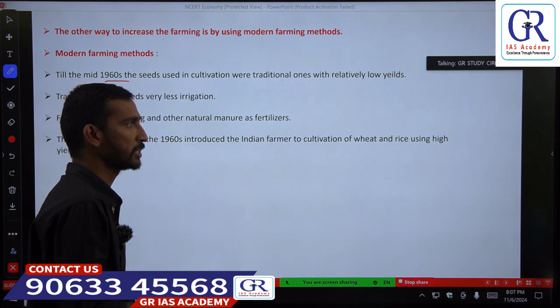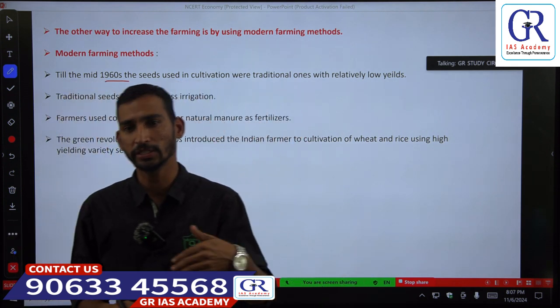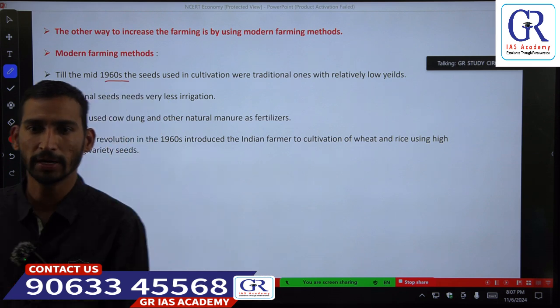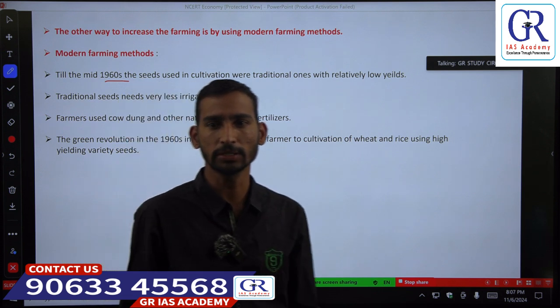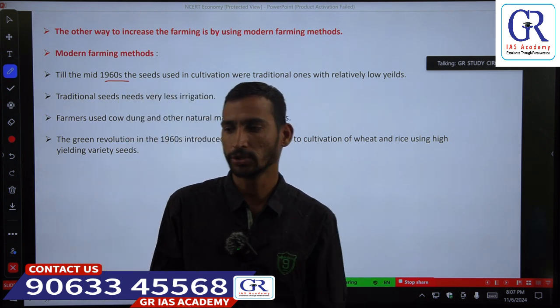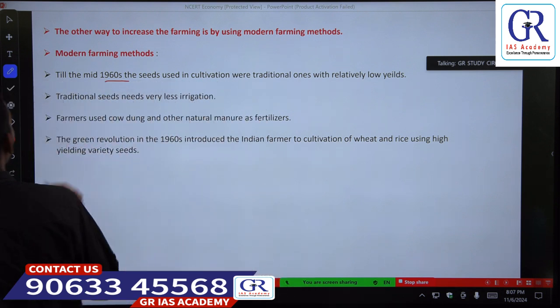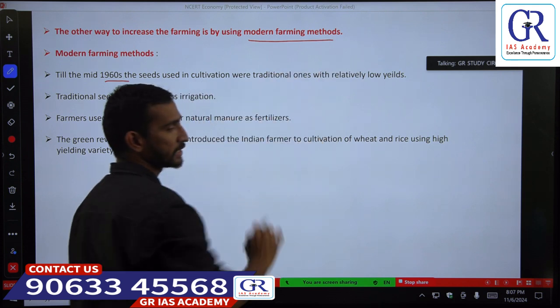After independence, the government brought various land reforms and tried to increase the production and productivity levels, but due to loopholes or failure of those policies, production and productivity levels did not increase in the country. So the government went for the green revolution. The government tried to modernize the agriculture sector.